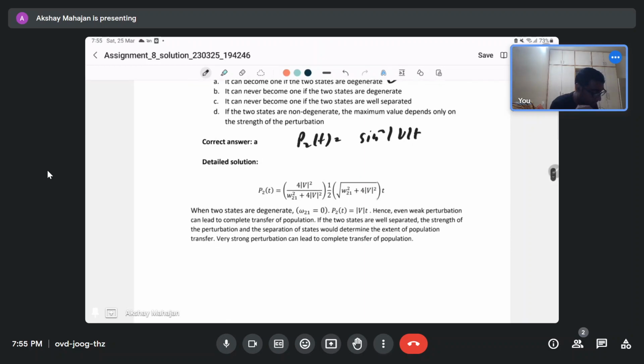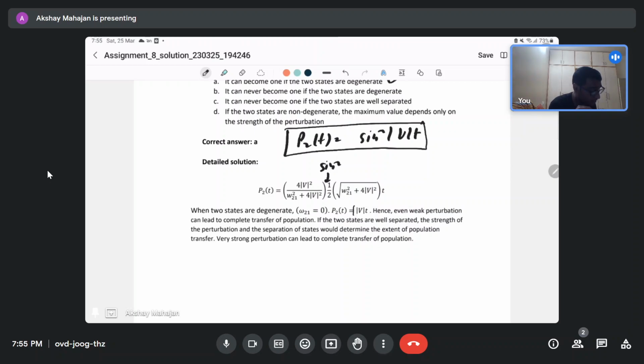So that is the complete Rabi's formula. There will be a sine square here. When two states are degenerate, we know that P2(t) will be given by sine square of mod of V t. Basically, for the degenerate state this will be the formula. Hence even a weak perturbation can lead to complete transfer of population.